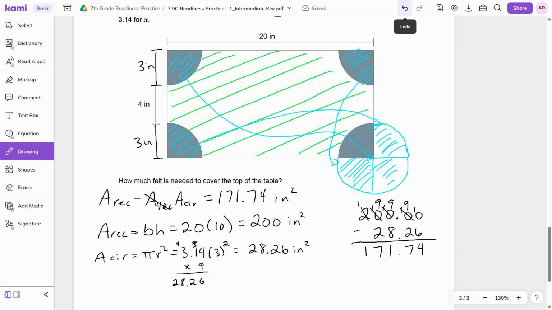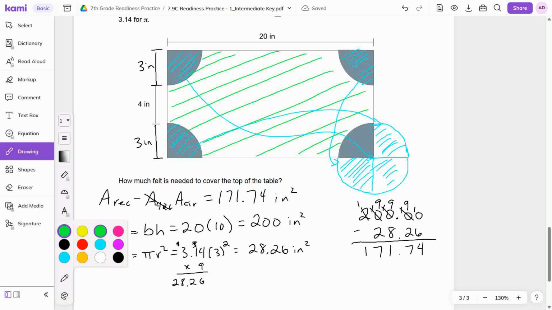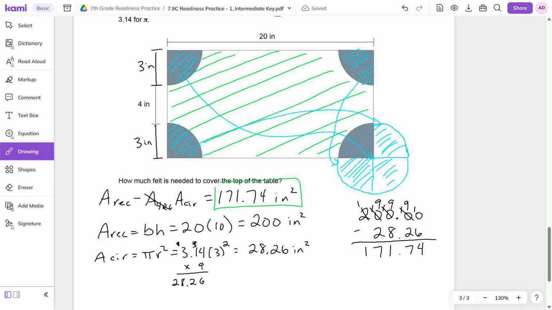And that is our answer for the area of the rectangle, subtracting from that the area of the 4 quarter circles, or just the entire circle.